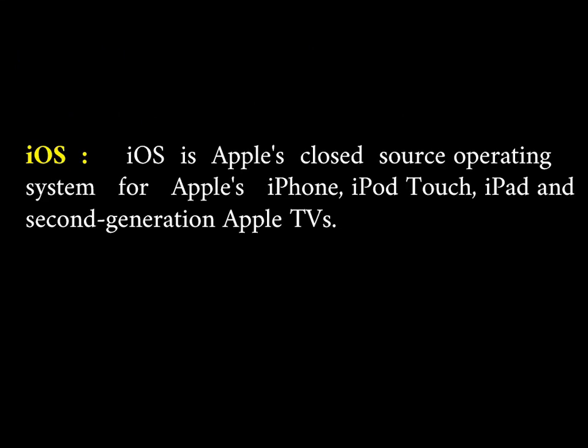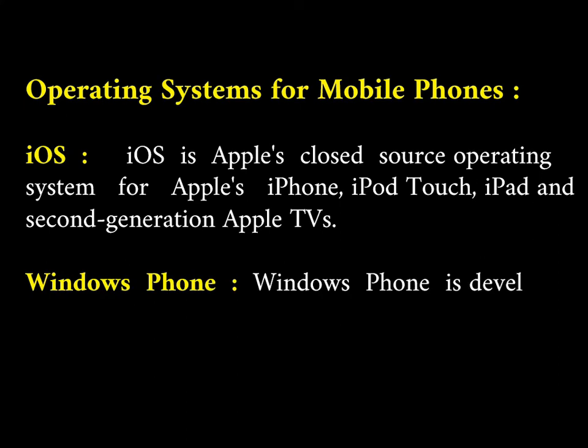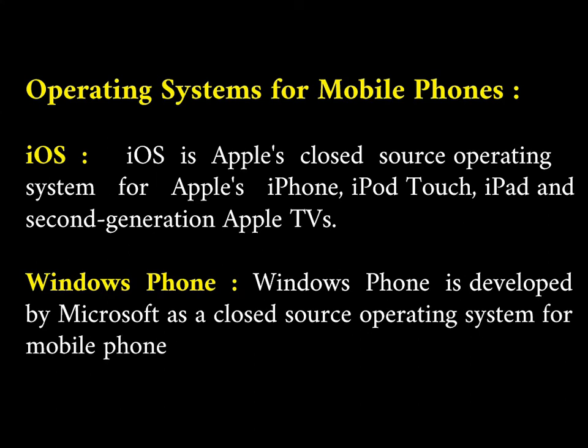iOS is Apple's closed source operating system for Apple's iPhone, iPod Touch, iPad, and second generation Apple TVs. You will find this operating system in Apple's iPhone, iPod Touch, iPad, and second generation Apple TVs. So these are also closed source operating systems. The next one is Windows Phone. Windows Phone is developed by Microsoft as a closed source operating system for mobile phones.